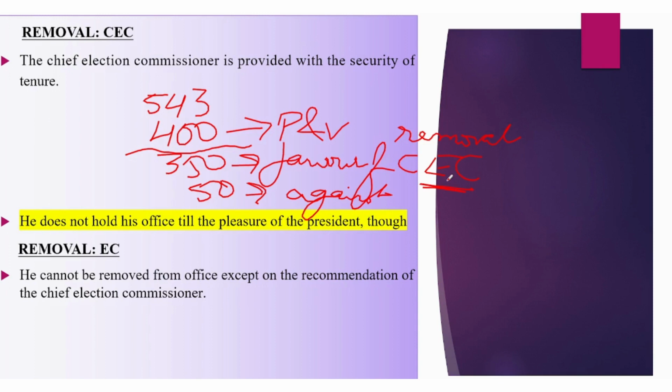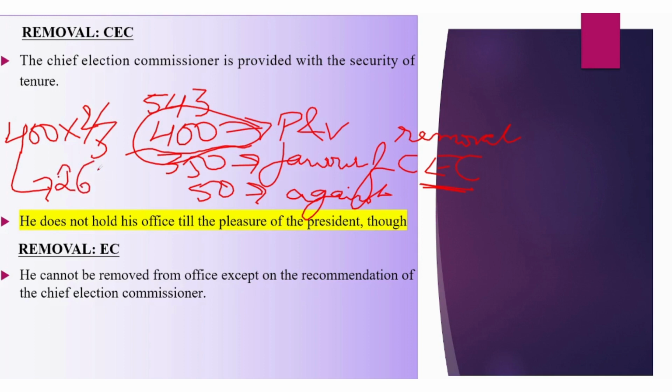Okay, now as I told you, what is meant by special majority? Two-thirds of the members present and voting. How many members are present on that day? 400. Okay, two-thirds of 400 is how many members? 267. See, this is the majority. Two-thirds of 400 is 267. But how many members are in favor of the removal of the chief election commissioner? 350. This 350 is more than 267. Then that first criterion is passed, and after that there should be an absolute majority.